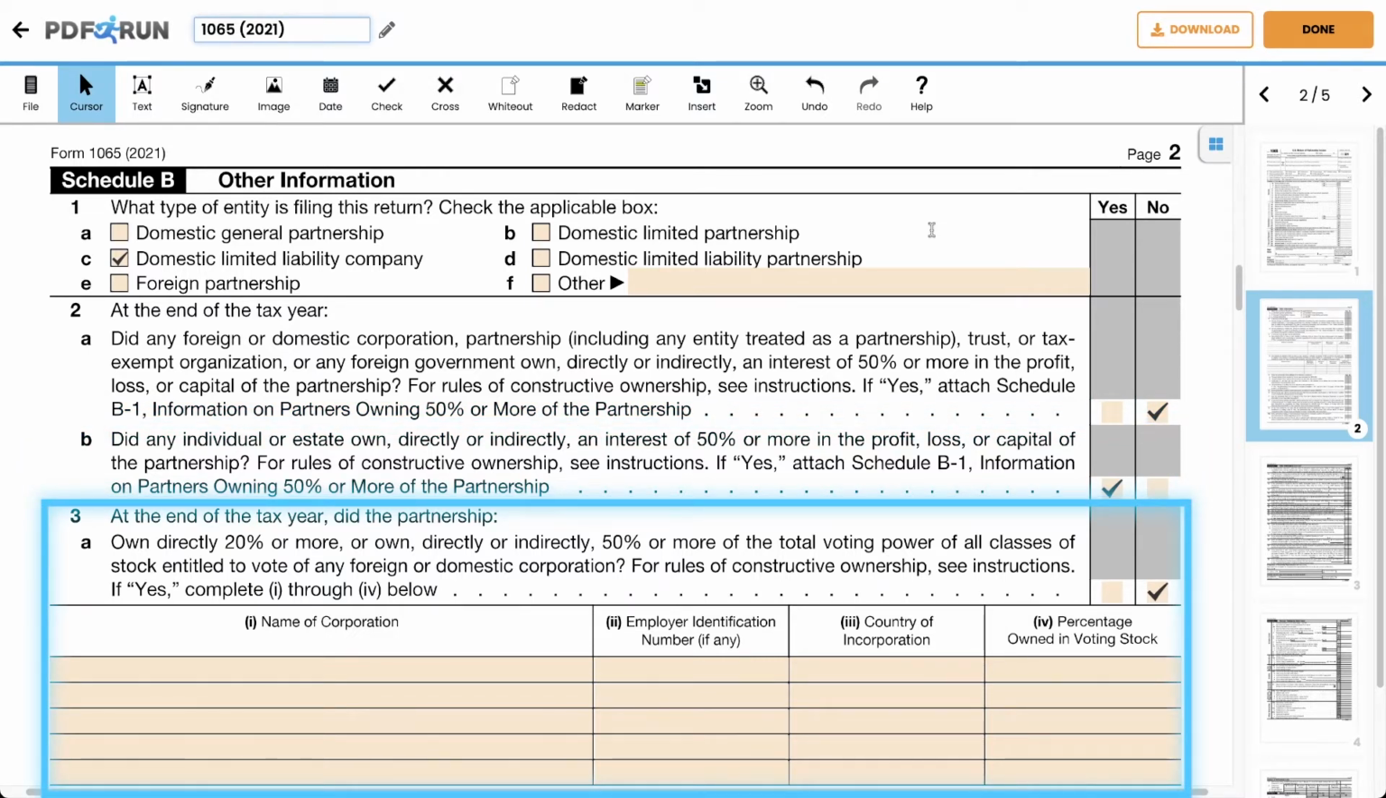Line 3A. If the partnership directly or indirectly owned 50% or more of the total voting power of all classes of stock entitled to vote of any domestic or foreign corporation by the end of the tax year, check yes, and enter the following information in the columns below. Name of corporation, employer identification number, if any, country of incorporation, percentage owned in voting stock.